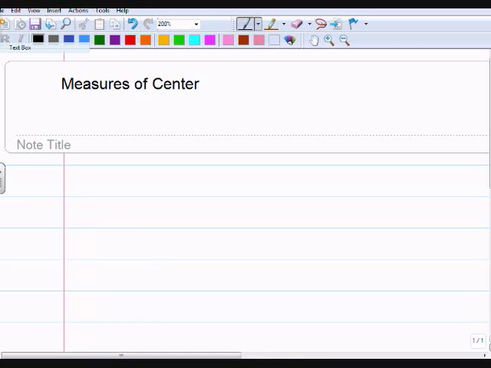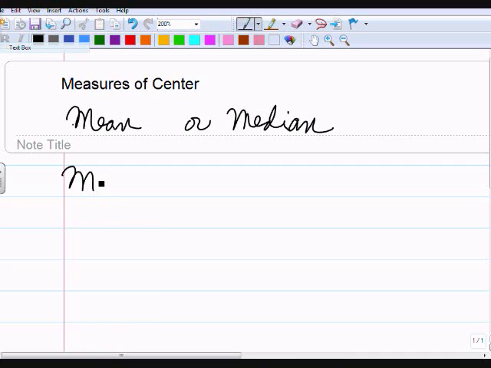So when we're asking for the center of a distribution of numerical values, we're either going to measure the mean or the median. So the mean, what's the mean? How do you figure the mean? Add all the numbers up and divide it by how many numbers there are.